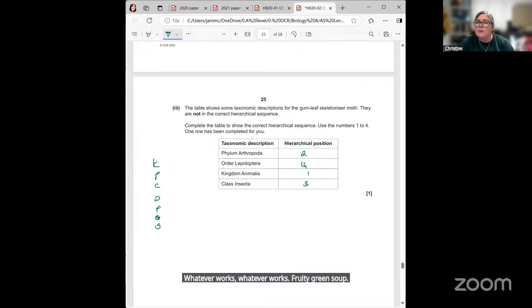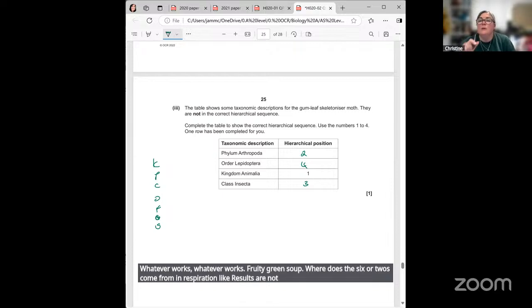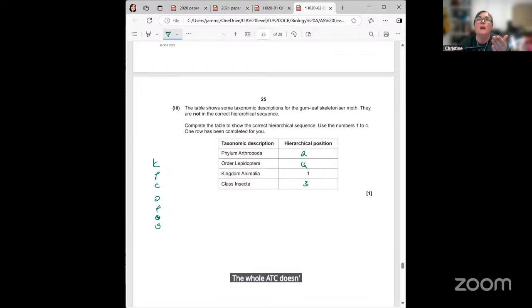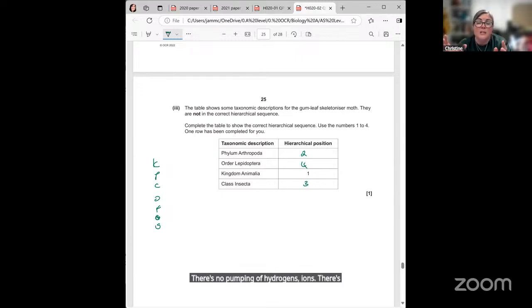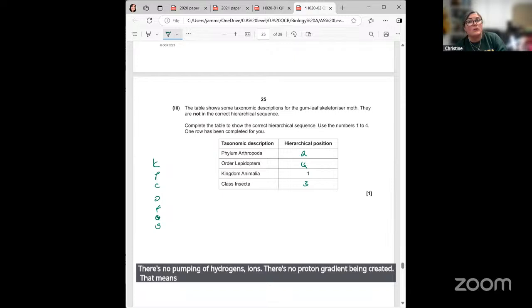Where does the 6O2s come from in respiration? Like, where's oxygen actually involved? Okay, so Elle, to answer your question, the oxygen is the last electron acceptor for oxidative phosphorylation. It's important to note that for the electron transport chain, you need the oxygen to accept the electrons. Otherwise, the whole ETC doesn't work. If the ETC isn't functioning, the electrons are not going through the electron transport chain, there's no pumping of hydrogen ions, and there's no proton gradient being created. That means they're not going to move back from the intermembrane space into the mitochondrial matrix, and therefore chemiosmosis won't occur.